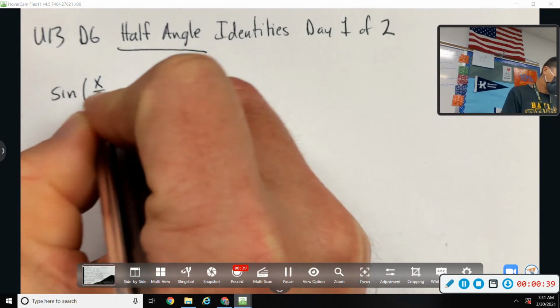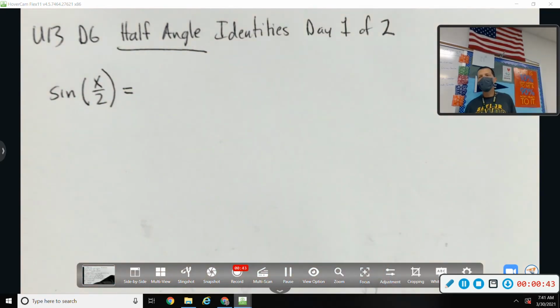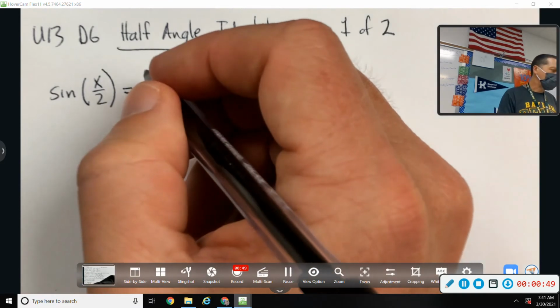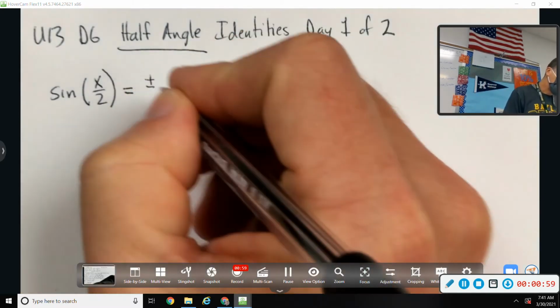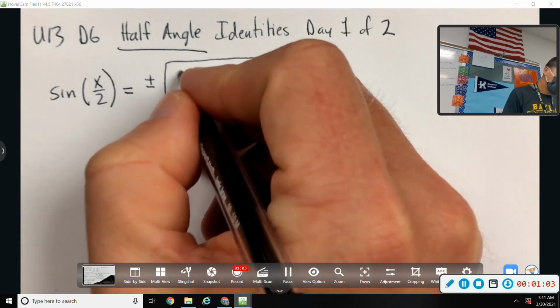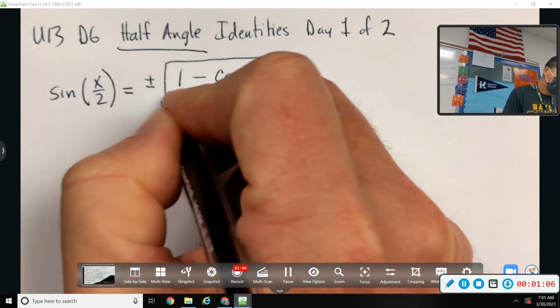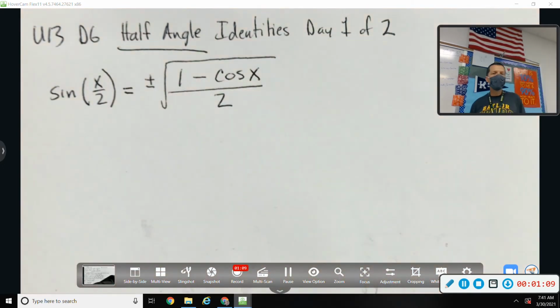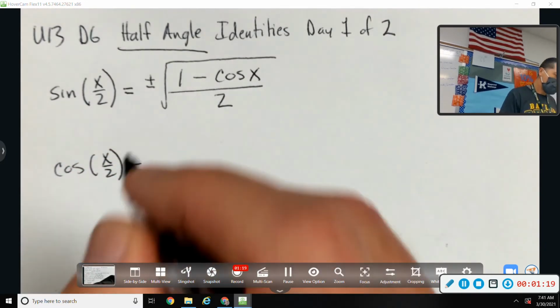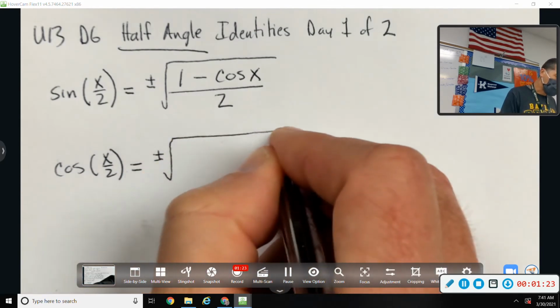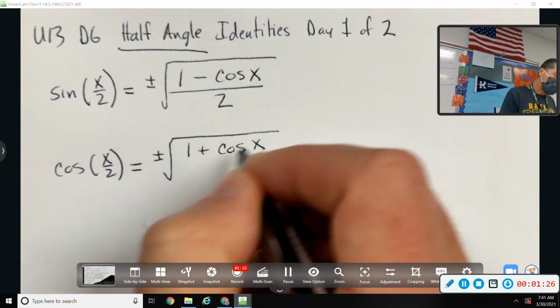So the sine of x over 2, hence the name half angle, equals... these are more complicated, but it's open notes, you'll have these. These are complicated enough that even in normal years, we give you these. Plus or minus the big square root of (1 minus cosine of x) over 2. Cosine of x over 2 equals plus or minus the big square root of (1 plus cosine of x) over 2.